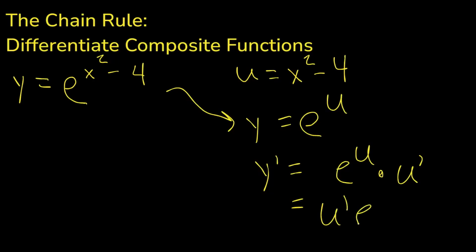So a general pattern is u prime e to the u. So in this case, if you had y equals e to the x squared minus 4, the u, x squared minus 4, would make the u prime 2x times e to the u, e to the x squared minus 4.